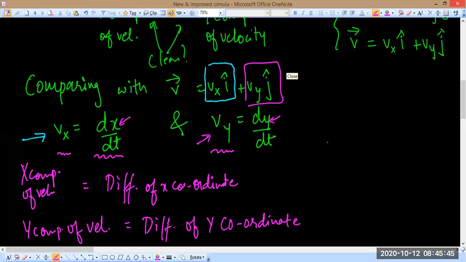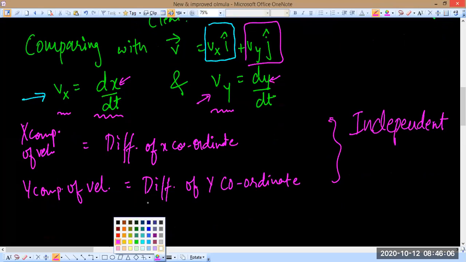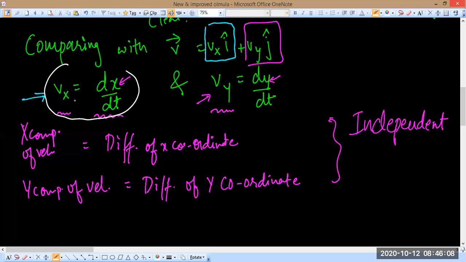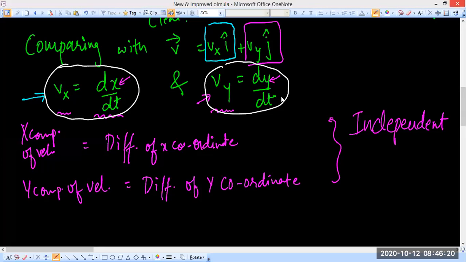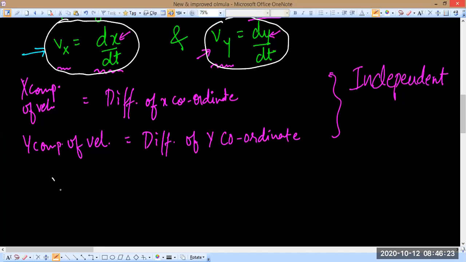So this is what I meant when I said independent. Okay, this is what I meant. That if you look at this equation, have a look at this equation. Does y appear anywhere in it? No. Similarly, if you look at this one, x does not appear anywhere in it. Right? So what this means is x and y axes can be considered separate.